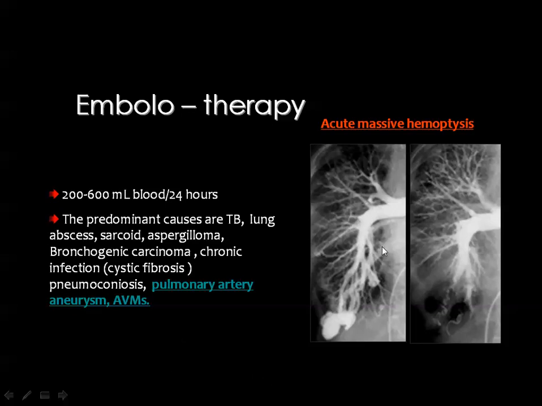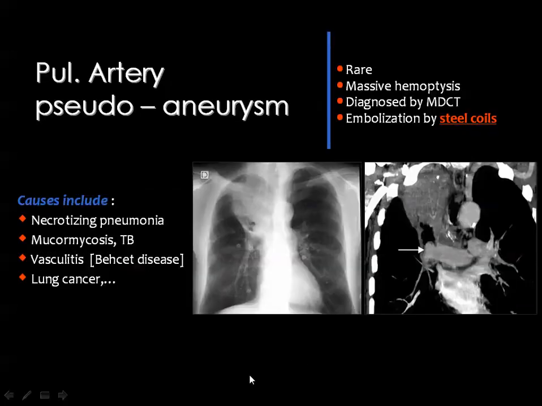And this is an example of two arteriovenous malformations. One is large and a smaller one, and maybe a third one here. And you may use steel coils for the occlusion of these pulmonary vascular malformations, as you can see here.